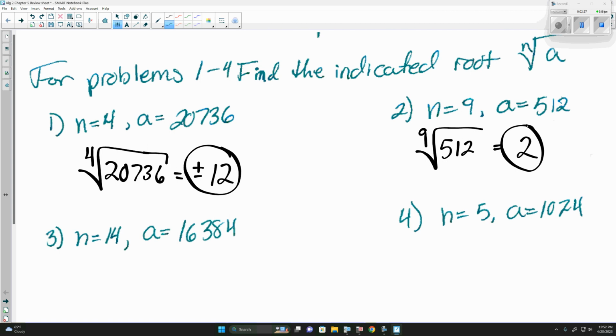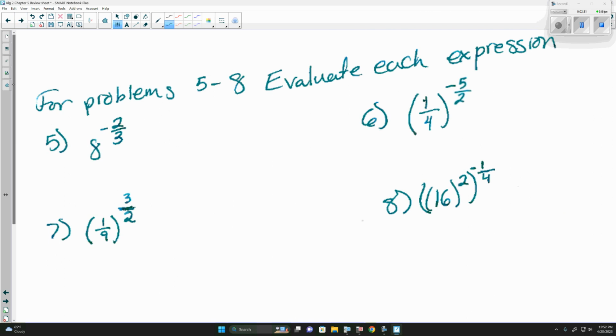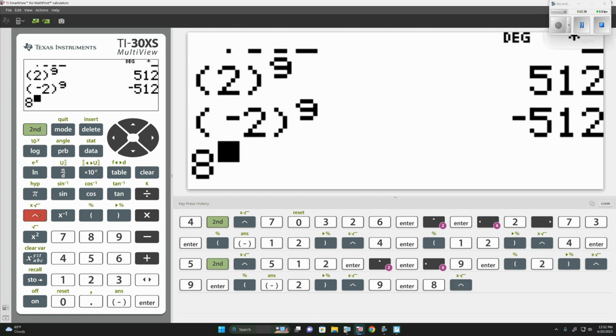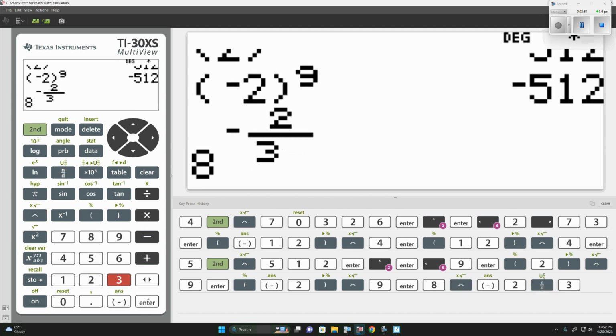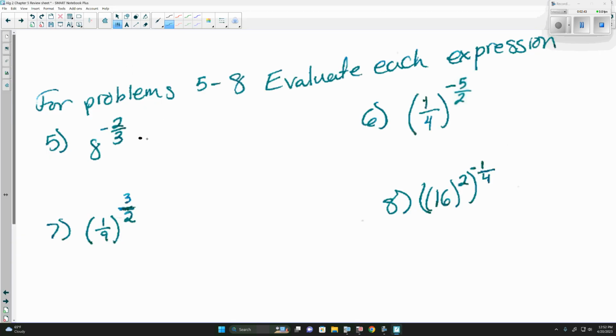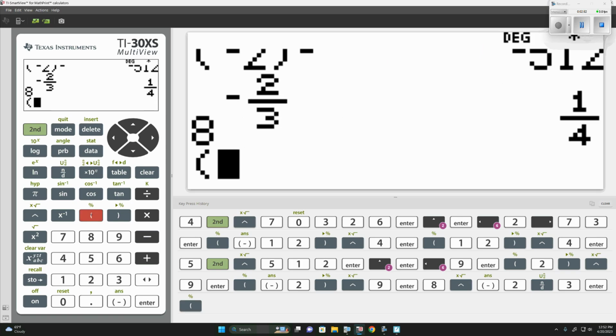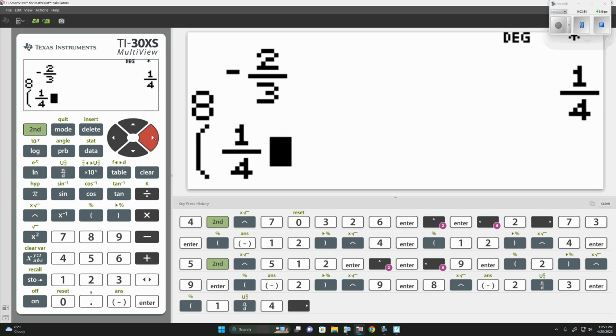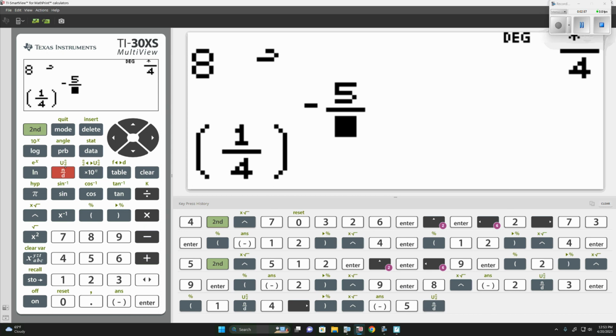Any other questions on these here? For problems 5 through 8, evaluate. 8 to the negative 2/3 is 1/4. We can do the same thing with 1/4 to the negative 5/2.